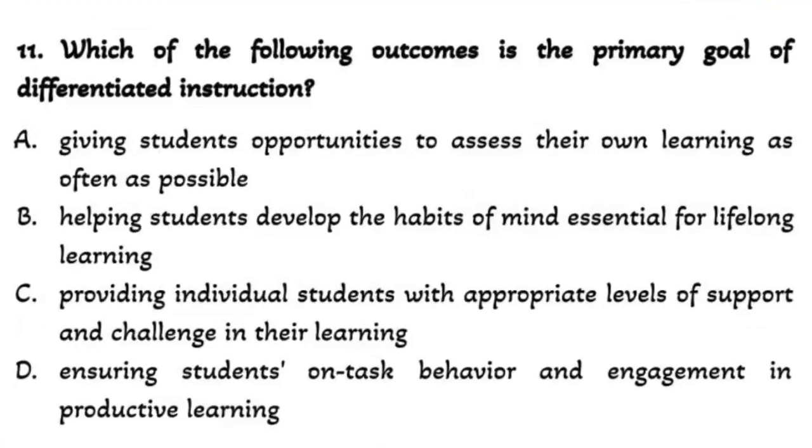11. Which of the following outcomes is the primary goal of differentiated instruction? A. Giving students opportunities to assess their own learning as often as possible. B. Helping students develop the habits of mind essential for lifelong learning. C. Providing individual students with appropriate levels of support and challenge in their learning. D. Ensuring students' on-task behavior and engagement in productive learning. The correct response is C.